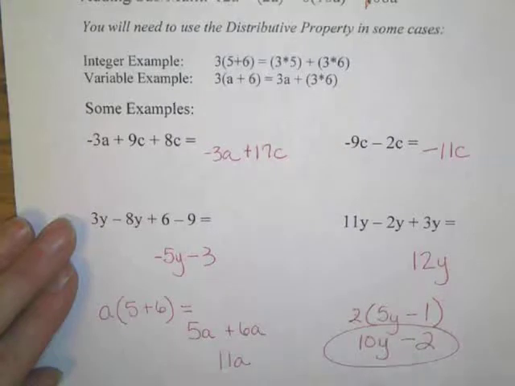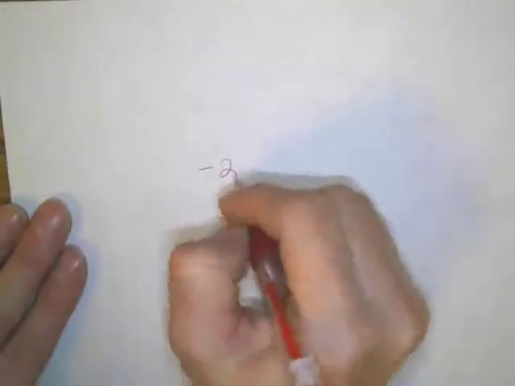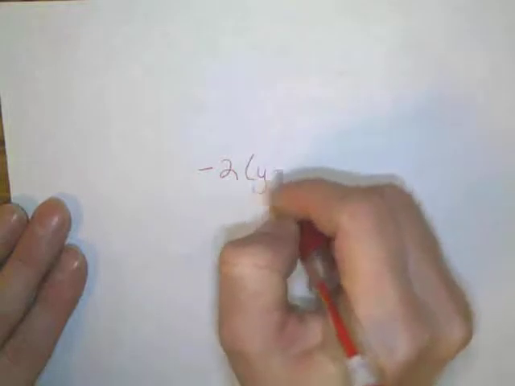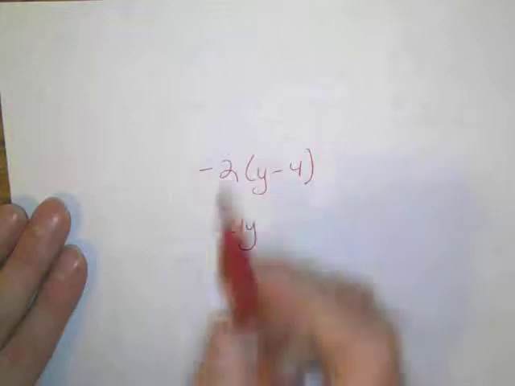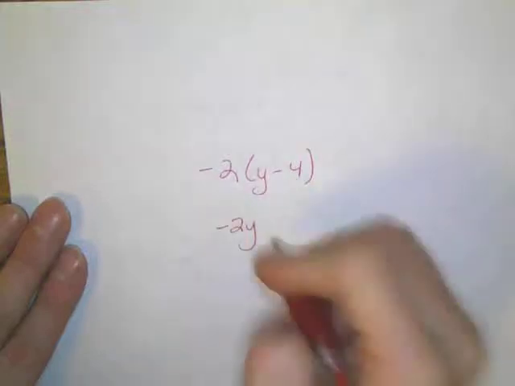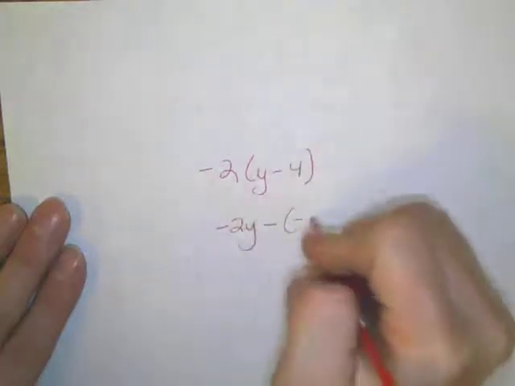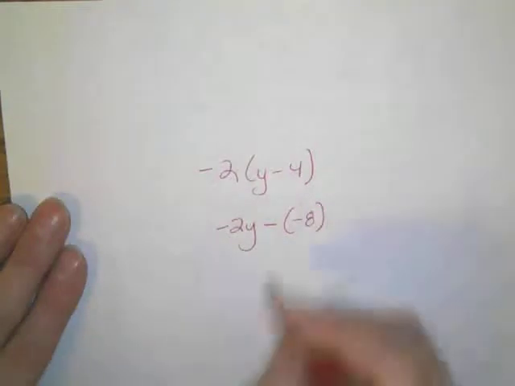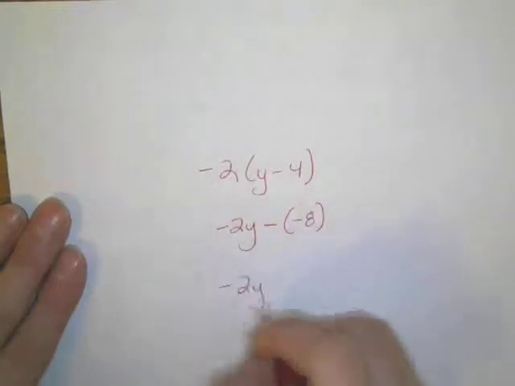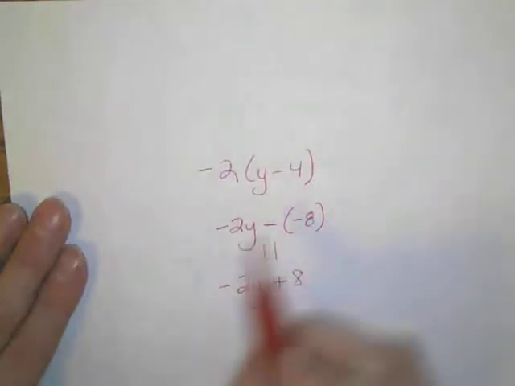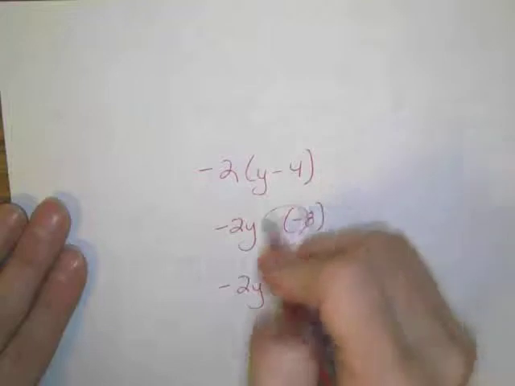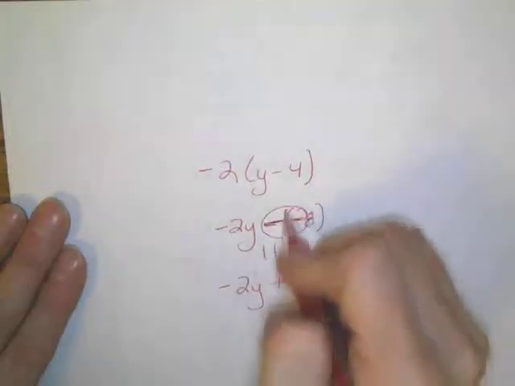We'll try one more just like this. Negative 2 times y minus 4. So negative 2 times y is negative 2y. Negative 2 times 4 is negative 8. Which we know we can also write as negative 2y plus 8. These two are the same because a negative and a negative sitting next to each other make a positive.